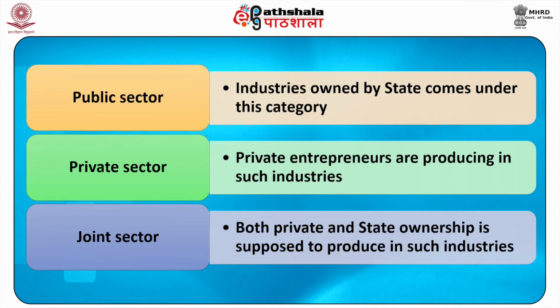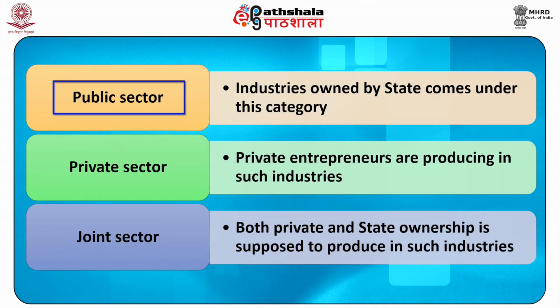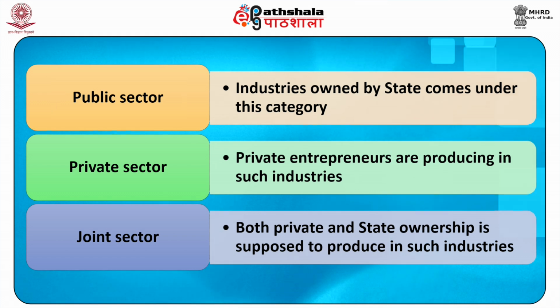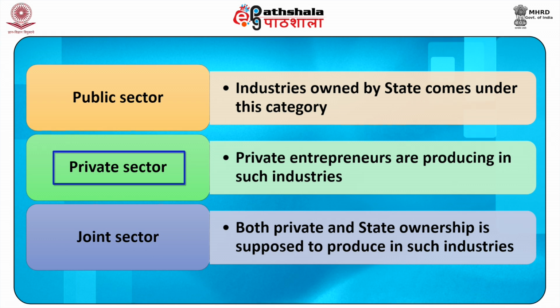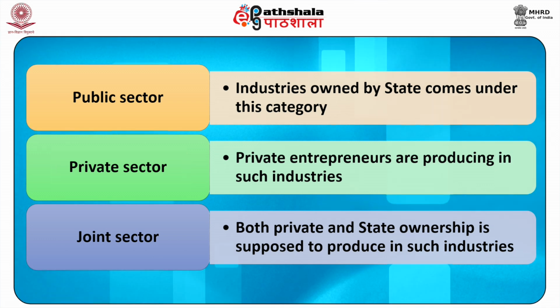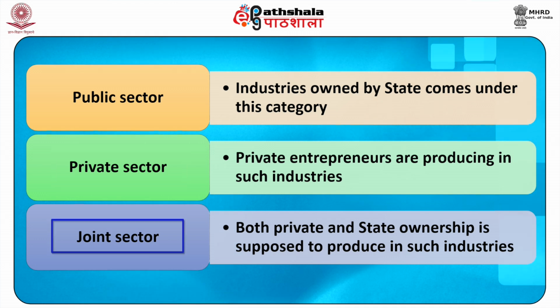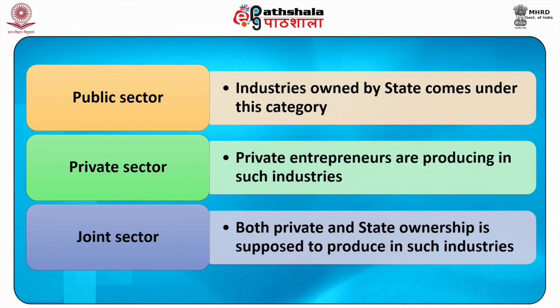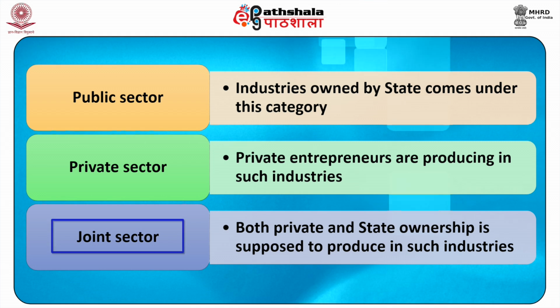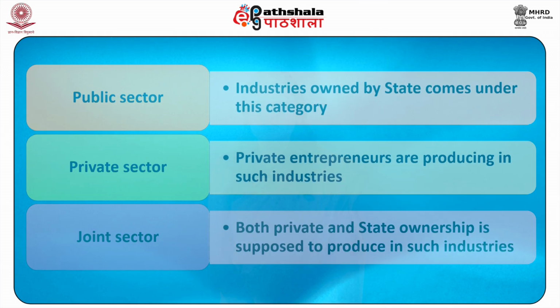First was the public sector, where the industries owned by the state come under this category. Second is the private sector. Private entrepreneurs are producing in such industries. Third is the joint sector. Both the private and the public ownership is supposed to produce in such industries.